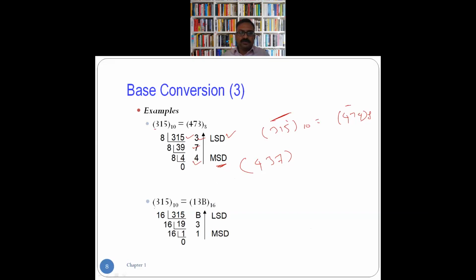Now convert this 315 into a hexadecimal number. In the case of hexadecimal, the base is 16. So you divide 315 by 16. Same procedure, you will get 13B.